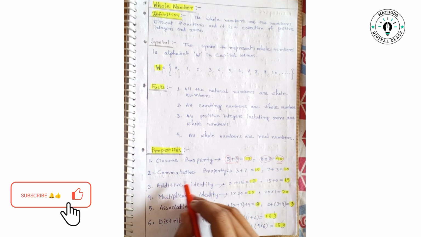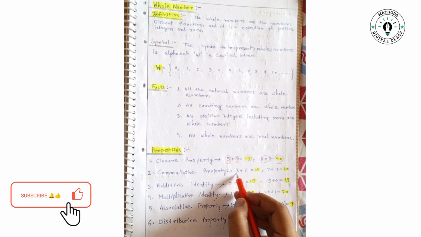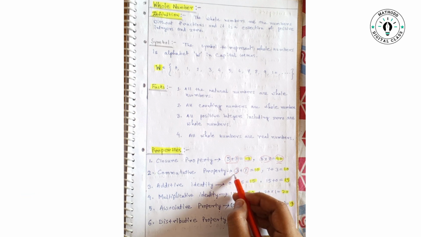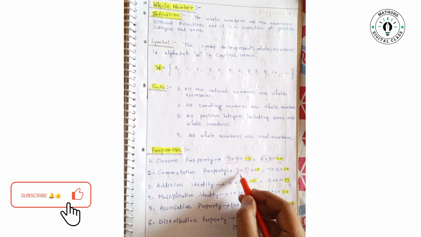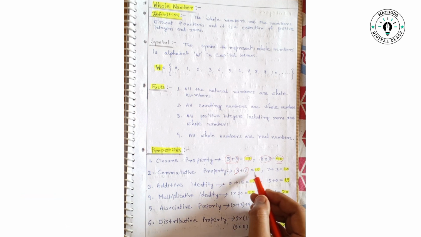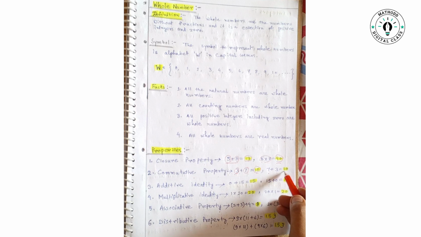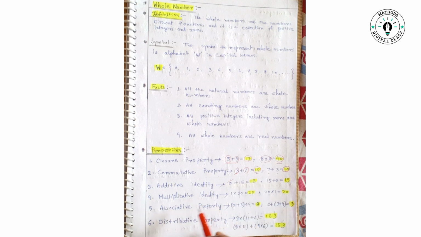Okay. The commutative property: when we take two whole numbers, 3 and 7, and add them, the result will be 10. And when we take 7 and 3, in reverse, we also get 10. Additive identity is also the same as the commutative property.